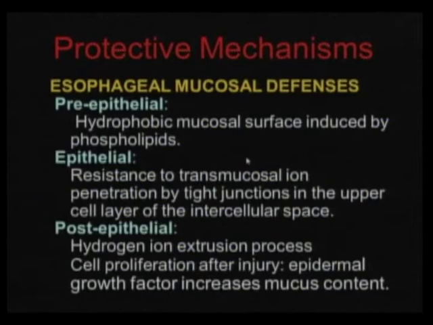Okay? So the defenses of the esophageal mucosa are pre-epithelial. The esophagus has a hydrophobic mucosa, okay? In the epithelium, there is resistance to transmucosal ion penetration by tight junctions in the upper cell layer, okay? And finally, there is a hydrogen ion extrusion process, okay, that helps to prevent damage of the mucosa.